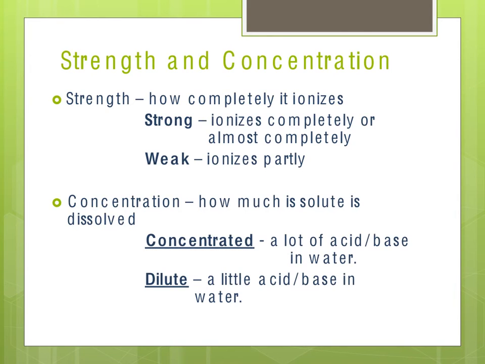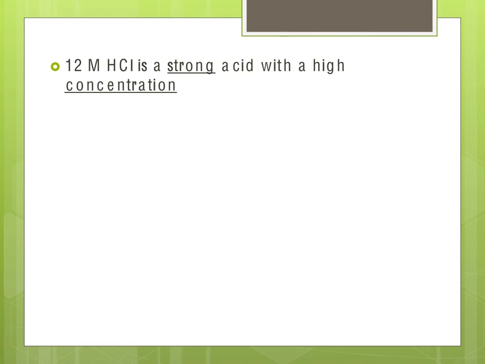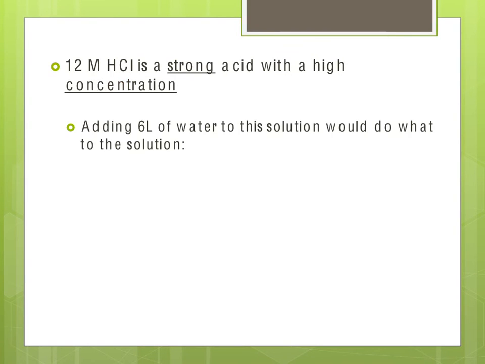Now, concentrated acid is going to be much more hazardous to you and have a much greater effect than a dilute acid, but the strength is determined by how it ionizes, not by how much of it you have. So for example, 12 molar hydrochloric acid is a strong acid with a high concentration. In fact, 12 molar is about as much the highest concentration you can get because of the solubility of HCl in water. 12 moles per liter is about the maximum you can get. And so you have a strong concentrated solution.